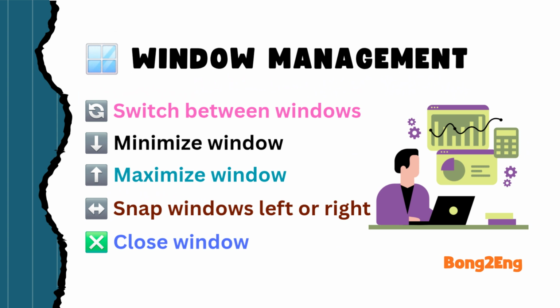Now let's look at window management shortcuts. These will help you switch between apps and organize your screen quickly. Switch between windows. Minimize a window. Maximize a window. Snap windows left or right. Close a window.